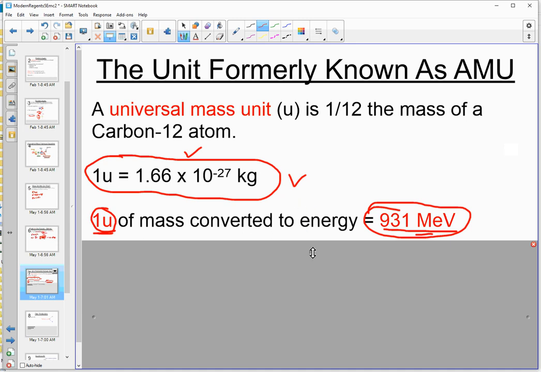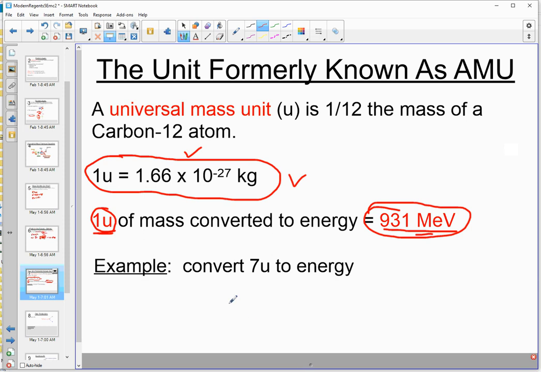Let's try one. Convert 7 universal mass units to energy, because this is a unit of mass. So this whole conversion, somebody has done the E equals mc squared for you. That's how we turned this number into that number. So you don't have to do the E equals mc squared work because someone has already done it. Really, all you have to do is convert. So how do we convert?